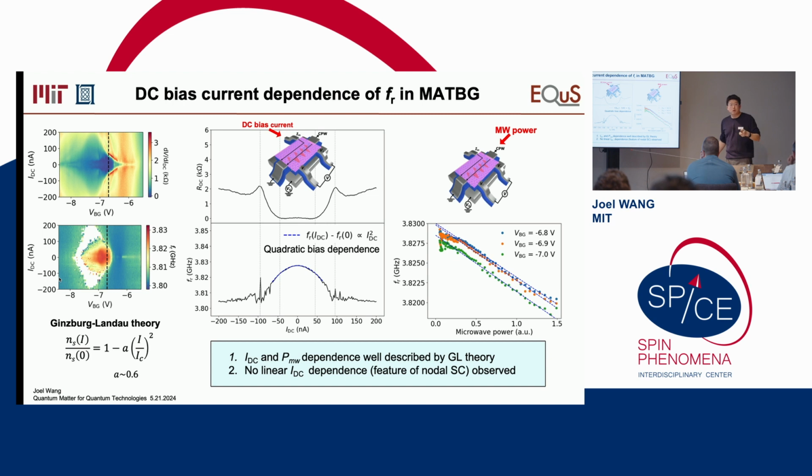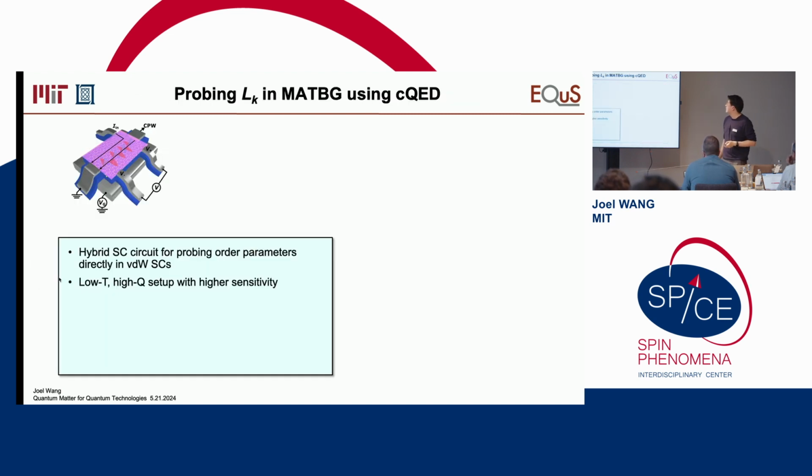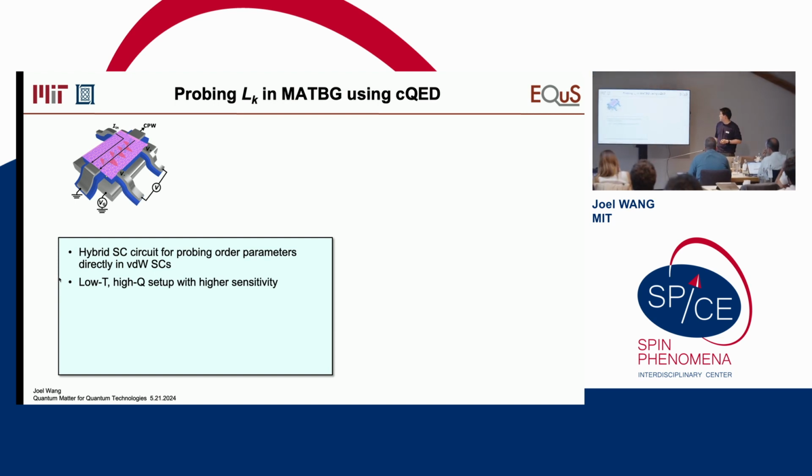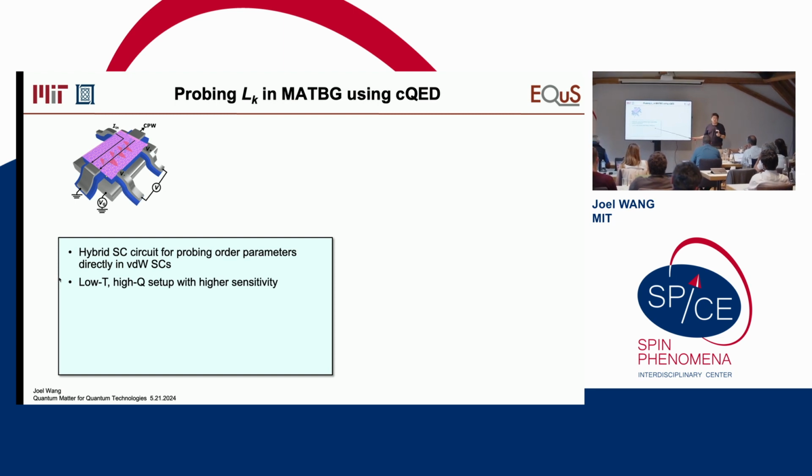You can see both in different types of superconductor. Okay, so just to wrap up, we demonstrated a hybrid superconducting circuit that allows us to probe the order parameters directly in the van der Waals superconductor with a DC and AC probe. And this is at low temperature. The typical base temperature is 10 millikelvin, and the effective on-chip temperature is about 41 millikelvin.